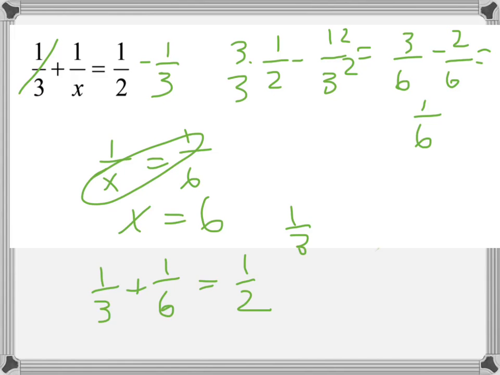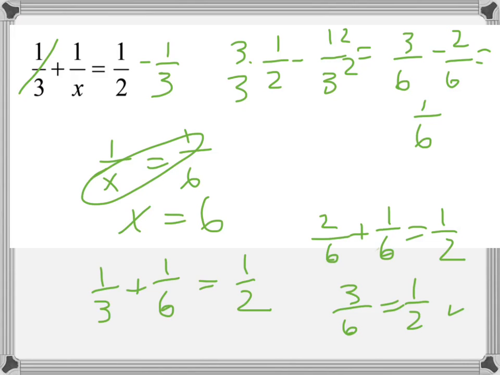So 1/3 plus, well, let's write 1/3 as 2/6. So 2/6 plus 1 over 6 is equal to 1/2. 2/6 plus 1 over 6 is 3 over 6, and that indeed is equal to 1/2. Okay, so our answer here is x is equal to 6.